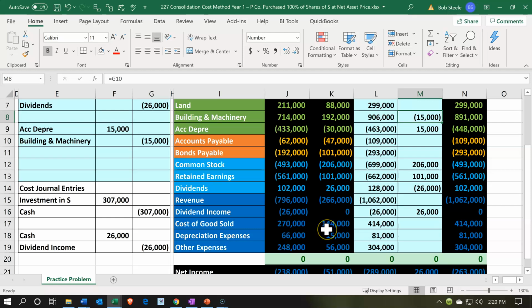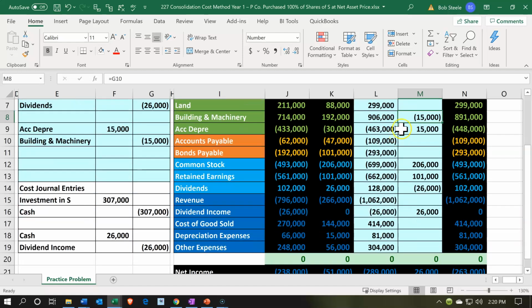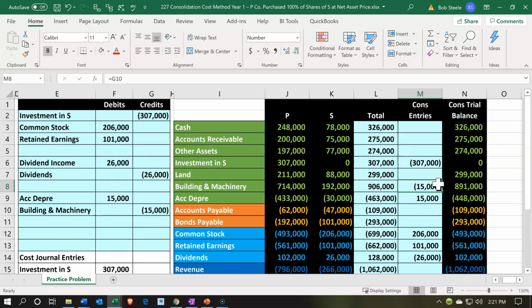Only 15,000 of it was recorded in the current year. Therefore, the difference between the two must be the accumulated depreciation that was on the books as of the beginning of the year. And what we want to do then is record the building and machinery for S as a book value total in building and machinery as of that point in time, and then depreciate it going forward. So that's kind of like the gist of that journal entry, why we're doing that. So in essence, there we have it.